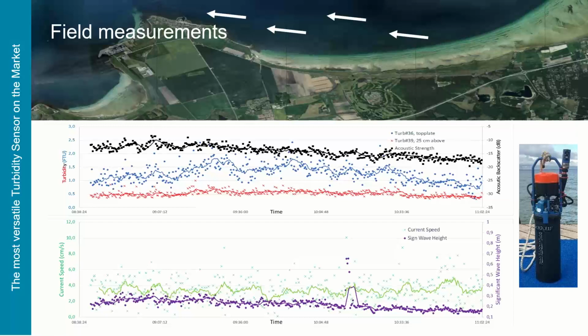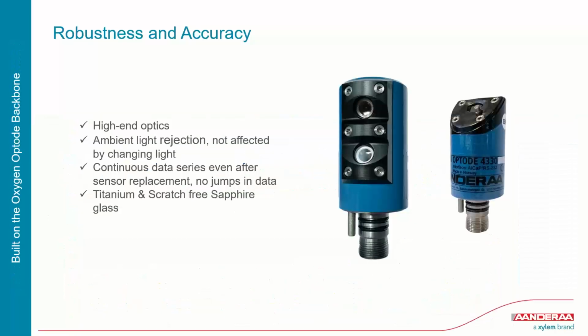On the top picture, you see currents that we measured, and the arrows give you the current direction. So in this case, the currents were parallel to the coast, as they often are, and going towards the west. So yes, I think this was in brief about it.